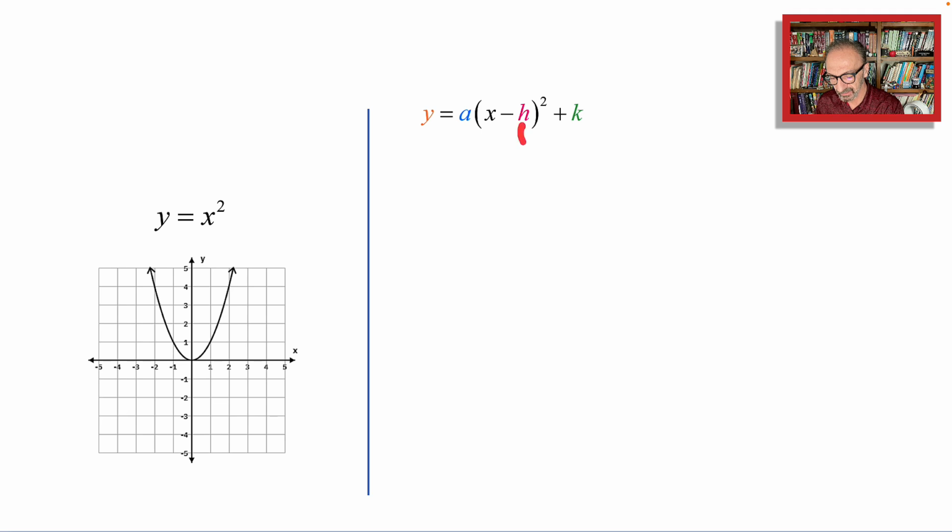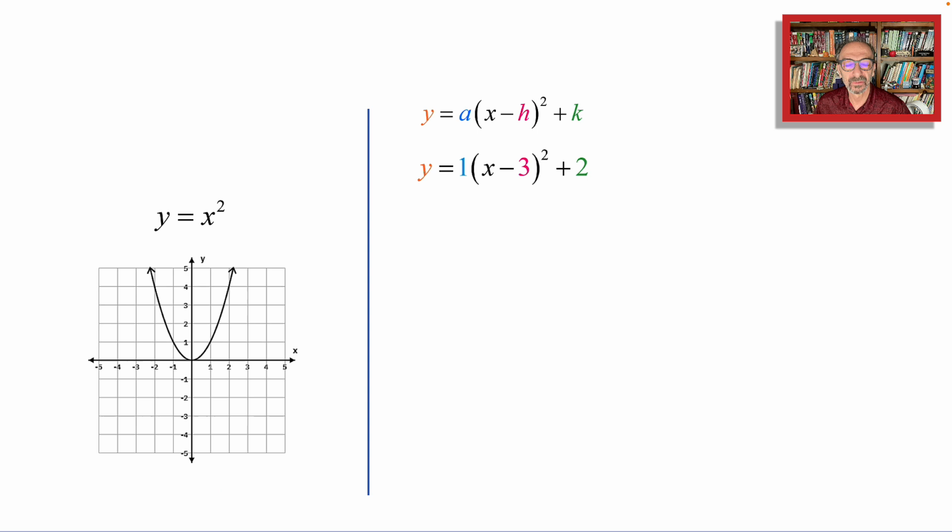Now, this h right here is the amount that tells you how far you're going to go right. And this k is going to tell you how far you're going to go up. Of course, if k is positive. If k is negative, you're going to go down. If the value of h after the minus sign is positive, you're going to go right. If the value of h after the minus sign is negative, you're going to go left. So, just a basic, simple example.